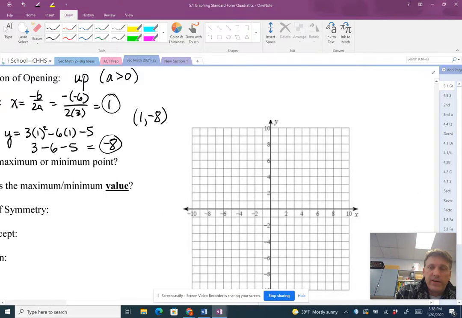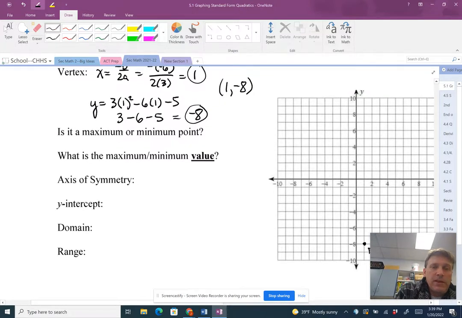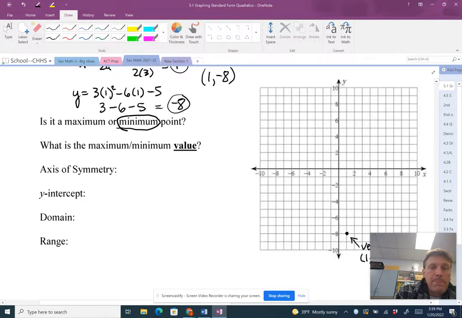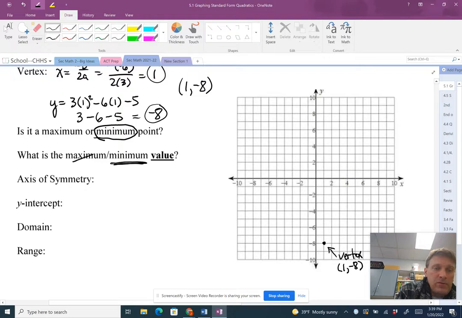If I go over here to my graph, I go to 1 down to negative 8. I know it's going to open up, so I'm going to label it down here. This is my vertex, and it's the point 1 comma negative 8. All right. Is it a maximum or a minimum? It is a minimum because it's going to open up. What is the maximum or minimum value? The minimum value is y is equal to negative 8.